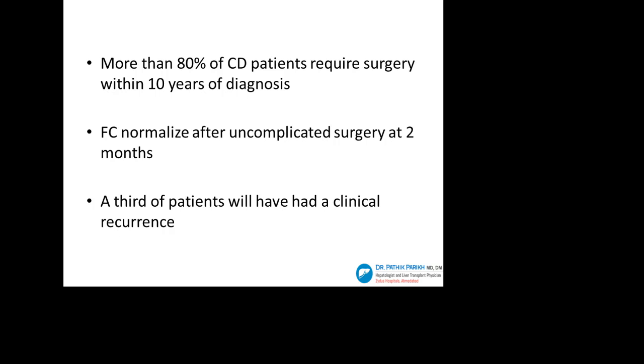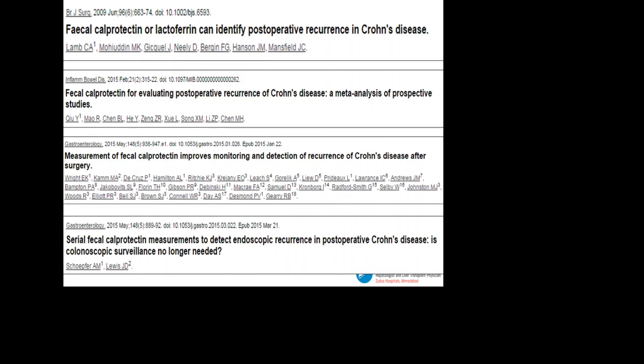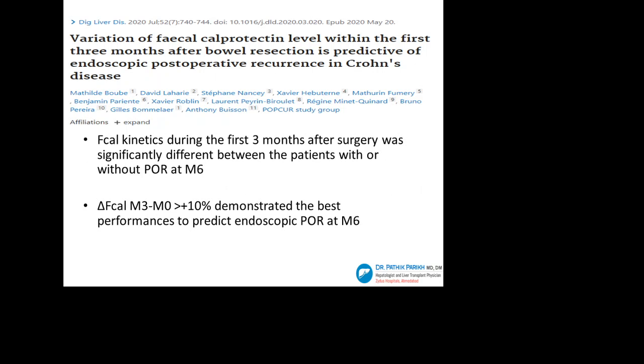We can easily understand by fecal calprotectin, and there is enough data, enough studies published, to say that it can be utilized. Serial fecal calprotectin levels can be utilized to detect endoscopic recurrence. What they have found is that a fecal calprotectin greater than 100 would indicate an endoscopic recurrence, while less than 50 would indicate an endoscopic remission.